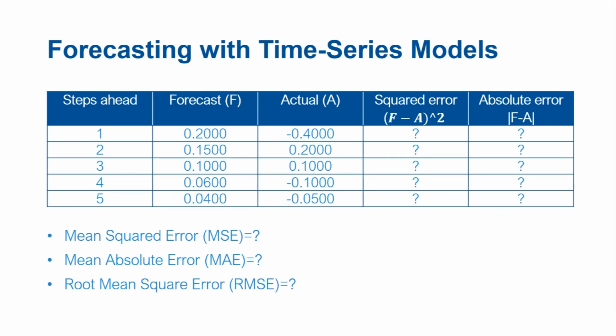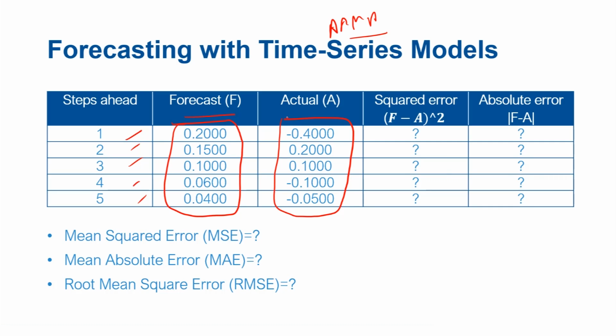Let's say you have built some kind of ARMA model, and using the method that we have already seen, you have forecasted certain values for 1, 2, 3, 4, and 5 steps ahead. So these are your forecasted values out of sample. Because this is out of sample, you already have the actual sample values available to test. The approach is to compute some kind of error measure. In this particular example, we'll use mean square error, mean absolute error, and root mean square error.